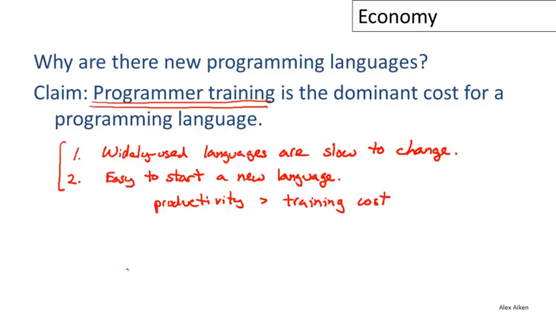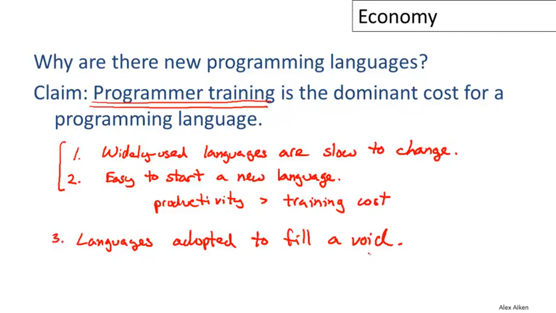Well, putting this all together, languages are most likely to be adopted to fill a void. And again, this is a prediction that follows from the fact that programmer training is the main cost. What do I mean by this? Well, what I mean is that programming languages exist for a purpose. People use them to get work done.